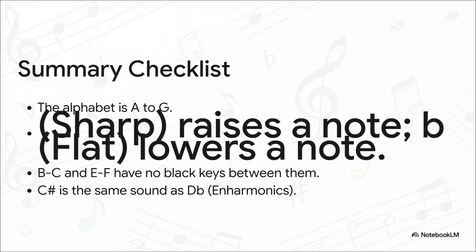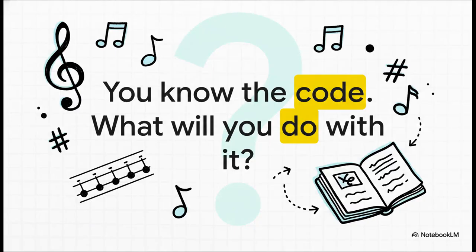Okay, your musical checklist. Number 1, the alphabet is just 7 letters, A to G, and it repeats. Number 2, sharp means up, flat means down. Simple. Number 3, the golden rule. Remember, big cats eat fish. B and C and E and F are neighbors with no black key in between. And finally, number 4, some notes have 2 names, like C sharp is the same exact sound as D flat. And that's it. That's the code. You now get the basic language behind, well, pretty much all the music you listen to. What might have looked totally confusing before is actually a really elegant, simple system. It's just 7 letters and a couple of rules. So the real question is, now that you know the code, what are you going to do with it?